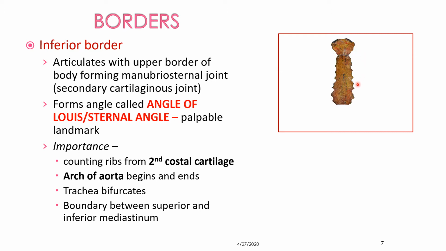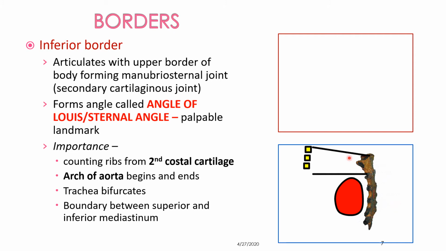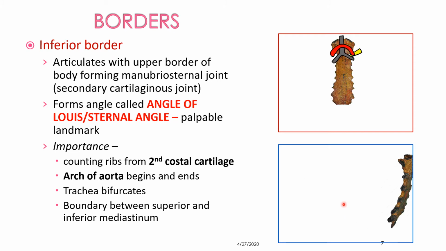And what is the importance of this sternal angle? Because you are seeing the second costal cartilage here, you can count the ribs starting from the second costal cartilage at the sternal angle. And you can see the arch of aorta, the red one, which begins and ends at this level. Then you can see the trachea, the vertical one, which is bifurcating at the level of the sternal angle into right and left bronchi. And it also forms the boundary between the superior mediastinum and inferior mediastinum.